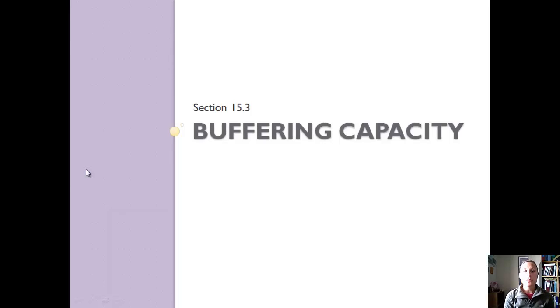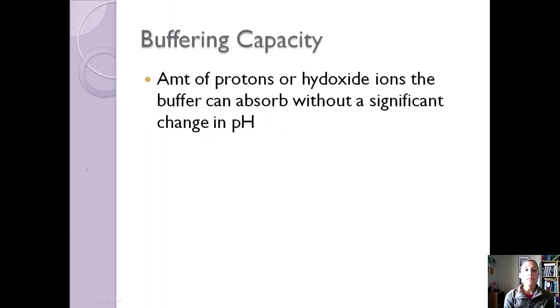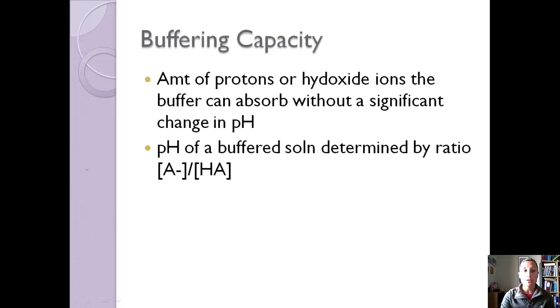So we're going to continue with Chapter 15, talking about buffering capacity. The amount of protons or hydroxide ions that a buffer can absorb without a significant change in pH is called its buffering capacity. Remember, a buffer is something that doesn't have a big change in its pH. And so we're going to look at different types of buffers and how much H plus or OH minus a buffer can absorb without a change.